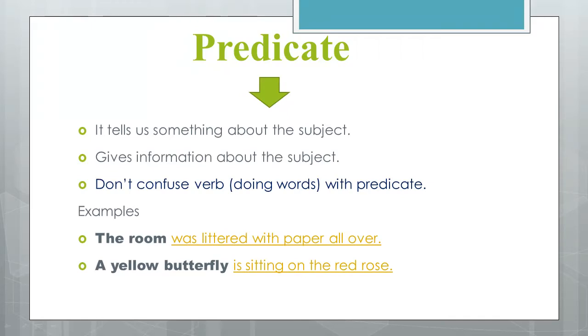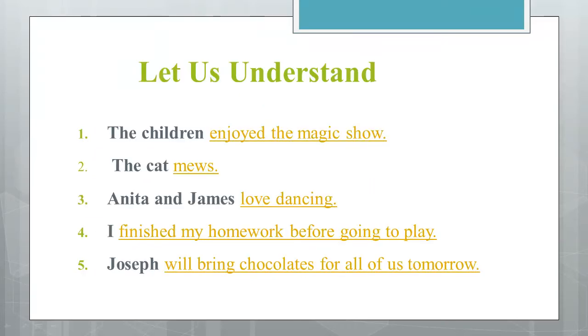The children enjoyed the magic show. To identify the predicate, first we have to identify the subject. Identify the subject in this sentence. The children enjoyed the magic show. Who in your opinion is enjoying the magic show? The children? Yes, the children is subject and the rest of the sentence that is also highlighted and underlined is predicate because it is giving us information about the subject.